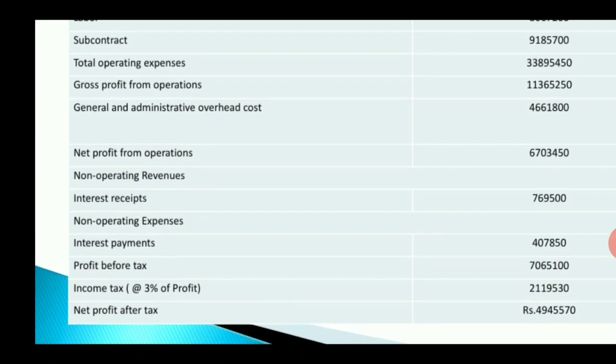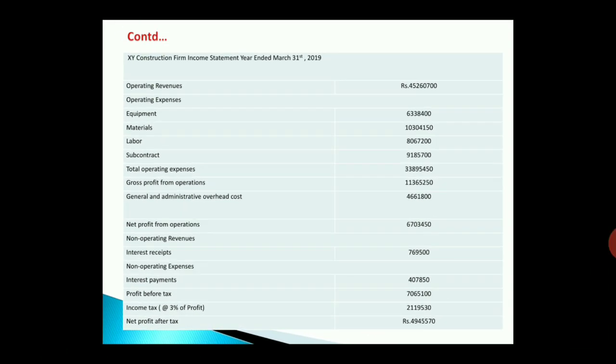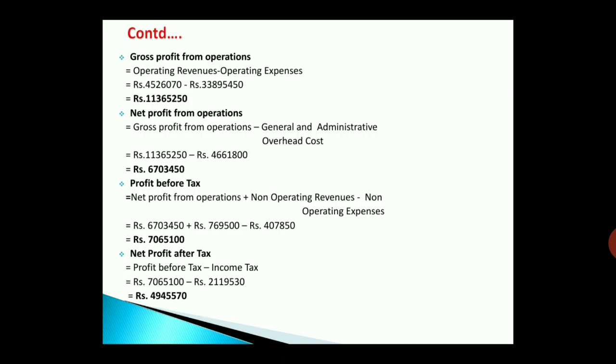Therefore, the net profit after tax is 49 lakh 45,570. Now see the huge difference. The operating revenues was somewhere 4 crore, whereas the net profit after taking out all the expenses has come up to be 49 lakhs 45,570. So this represents one income statement. So the calculations which I said are shown here. Go through this and please pen them down. We can give you an example on this in the internals.